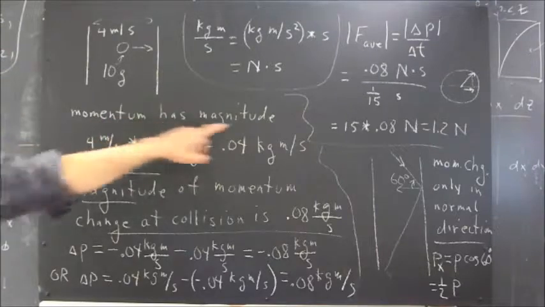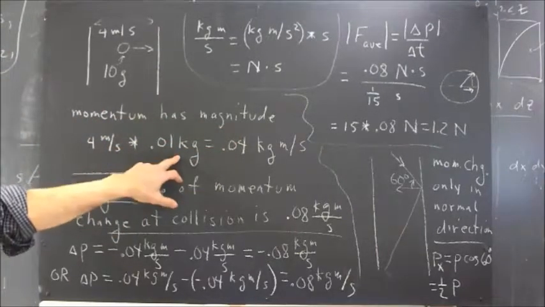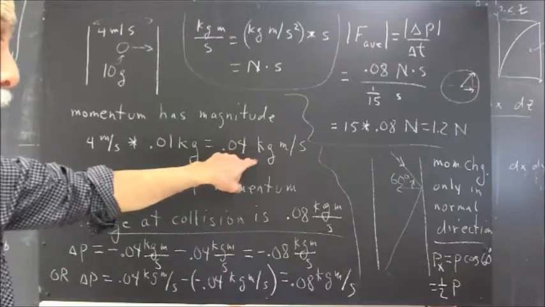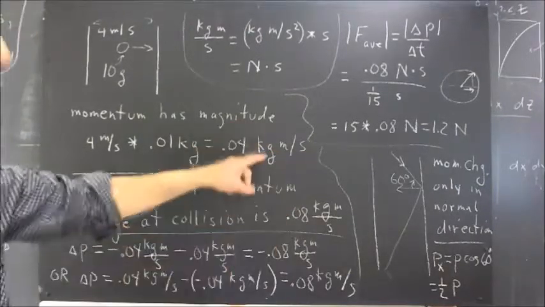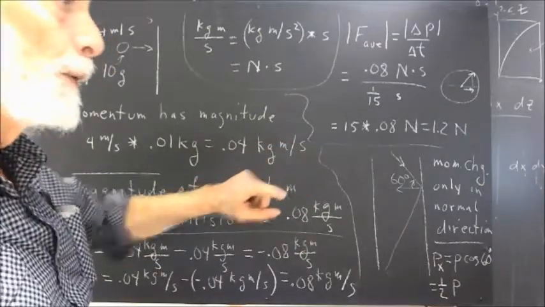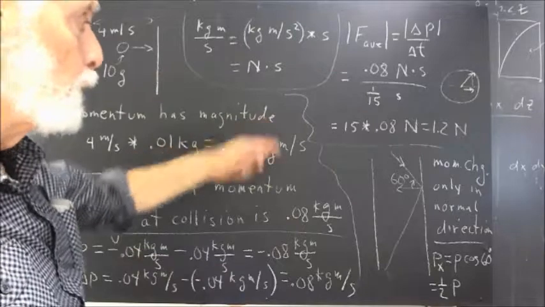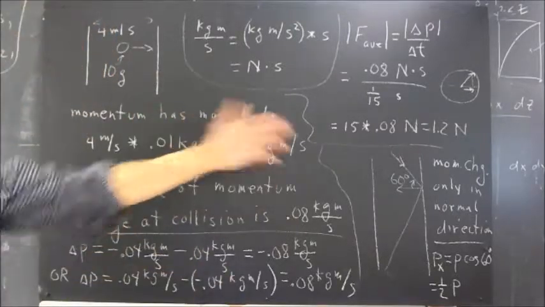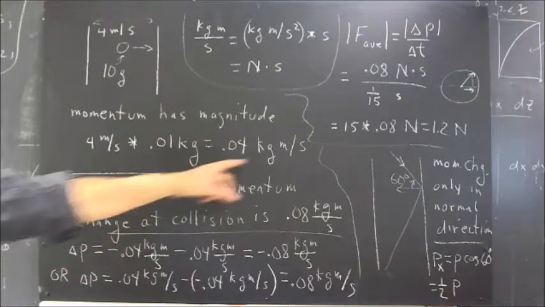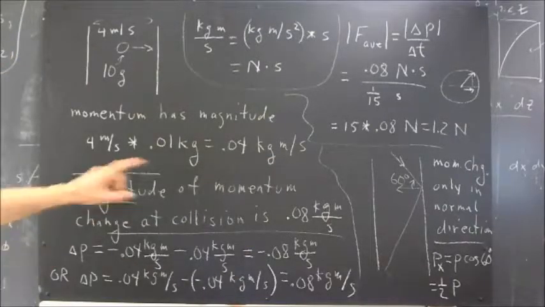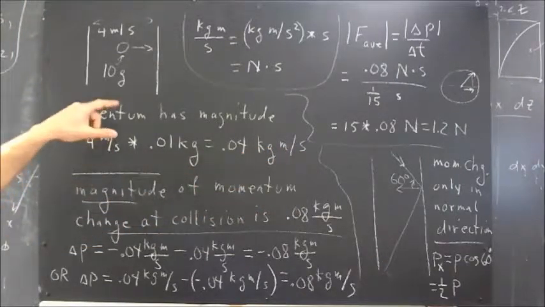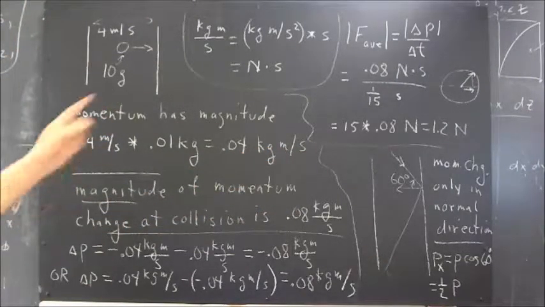Okay. The momentum of the ball has a magnitude of 4 meters per second times 0.01 kilograms, which is 0.04 kilogram meters per second. It's not a Newton, it's a kilogram meter per second. A kilogram meter per second squared would be a Newton, so if you like, this is a Newton times a second. And we'll use that fact a little bit later on, but you don't need to worry about it right now. Okay, 0.04 kilogram meter per second. That's the momentum of the ball, the magnitude of the momentum.